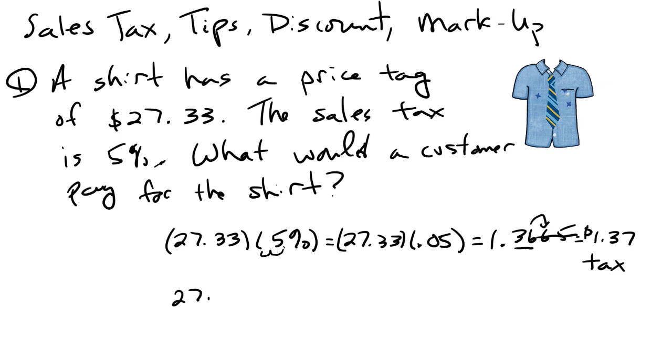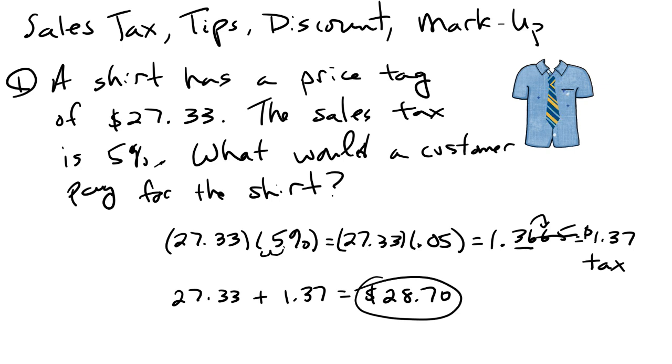So now we have to go back and take $27.33 and add $1.37 in sales tax. And when we do that, we get $28.70. The question, remember, we always go back and look and see if we're answering the question. What would a customer pay for the shirt? They would pay $28.70.